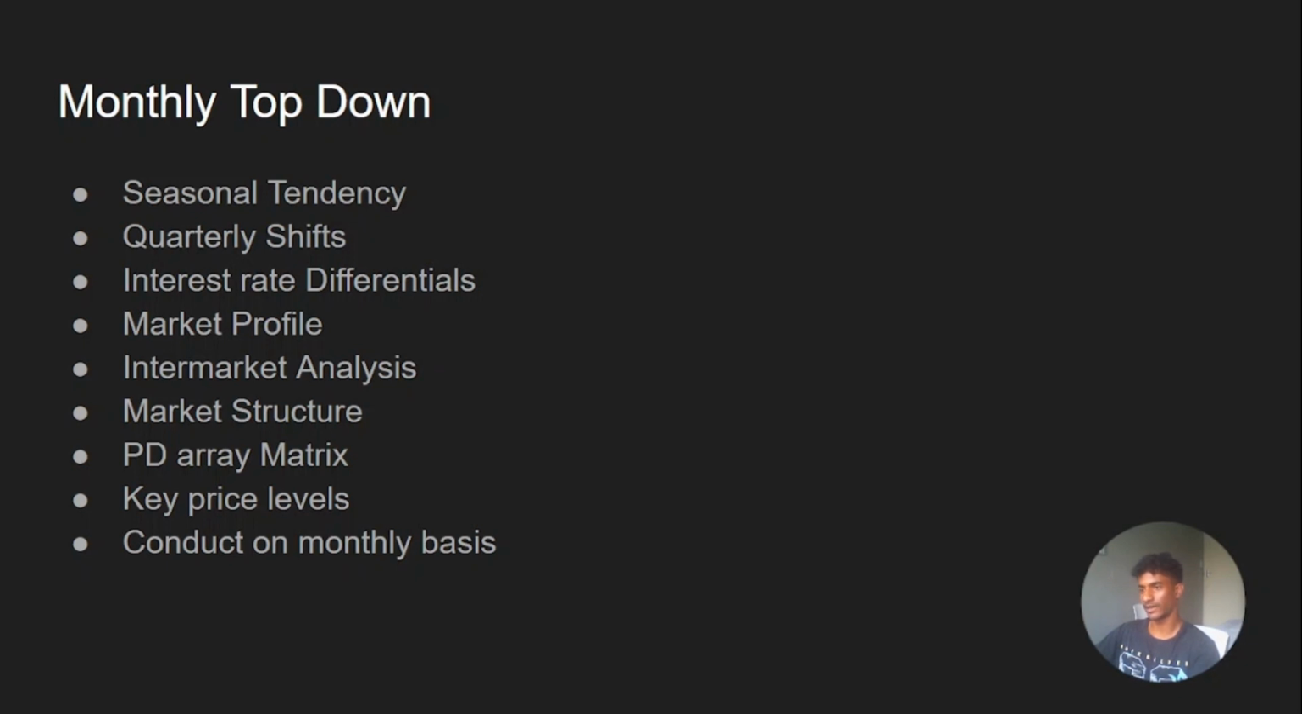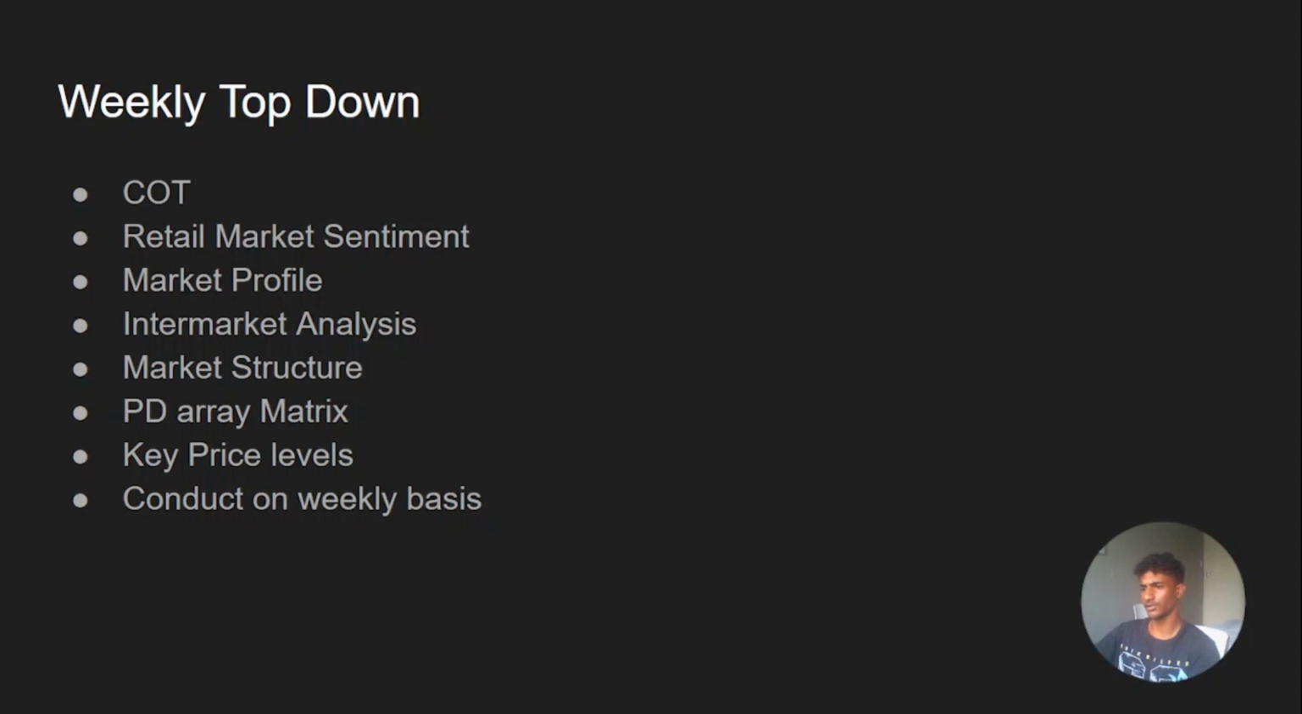So just because I have a monthly bias doesn't mean I'm going to be selling every day. I need to work within the weekly and the daily, and then within the weekly profile and daily profile. So my weekly top-down, I do COT analysis, retail market sentiments, market profile, intermarket analysis, market structure, PD array matrix, key price levels, and I do this on a weekly basis. So this just gives me another bias. If I'm seeing my weekly and monthly in alignment, and my daily as well, that's high probability setups, I'm just going to have to operate within the daily profile and weekly profile to take my entries.